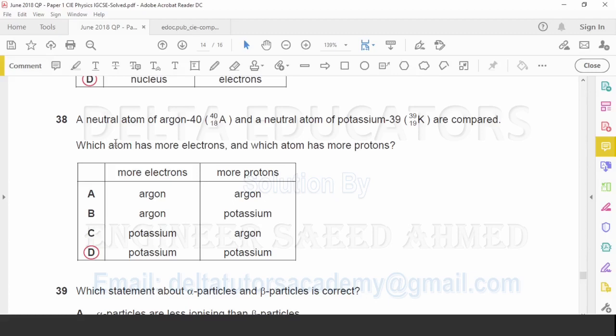And what is asked here? Which atom has more electrons and which atom has more protons? More electrons in potassium, more protons in potassium. That is given in option D. So correct option is option D.